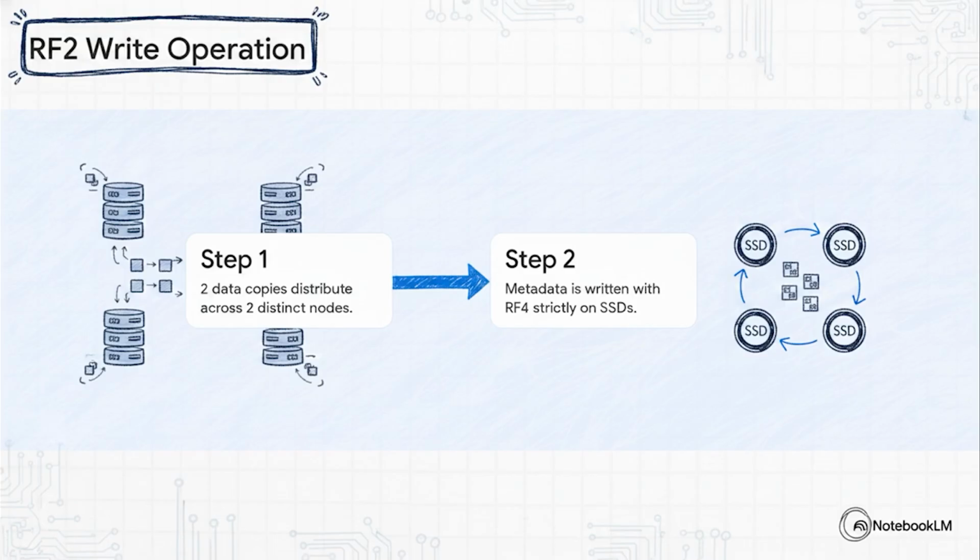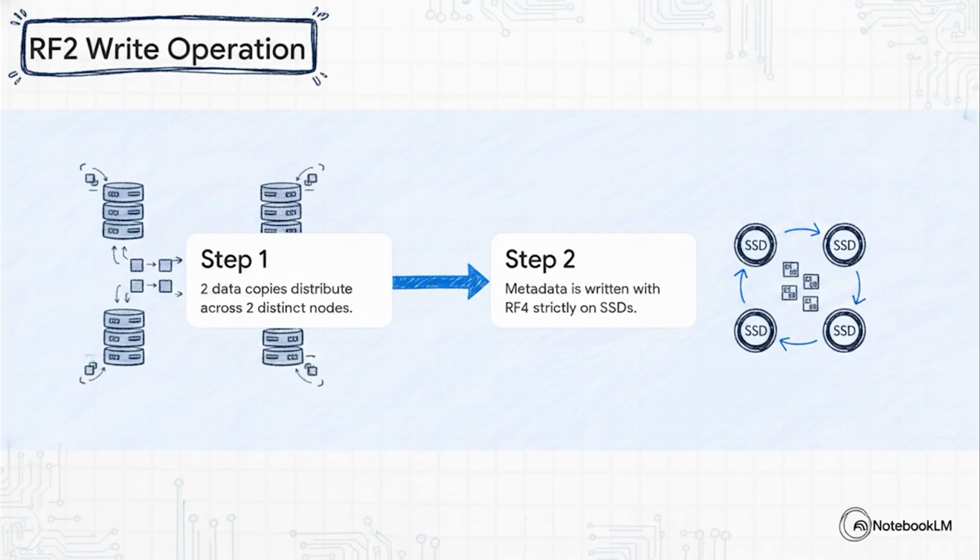But, and this is a massive shift in how the system thinks, step 2 is all about the metadata. For standard RF2, your metadata isn't RF2. It's actually written with a replication factor of 4, and it is strictly placed on your solid-state drives. So 2 copies for user data across the nodes, but a mandatory 4 copies for metadata locked onto the fastest drives you have.